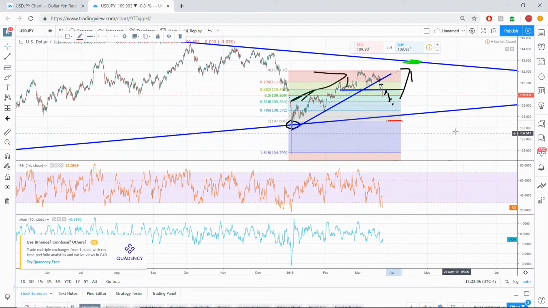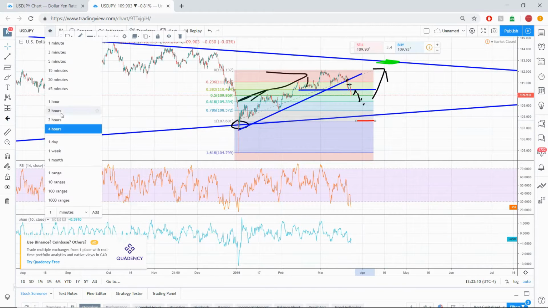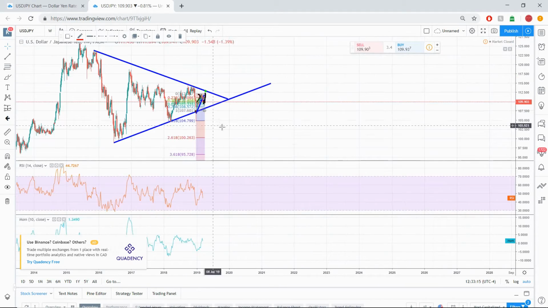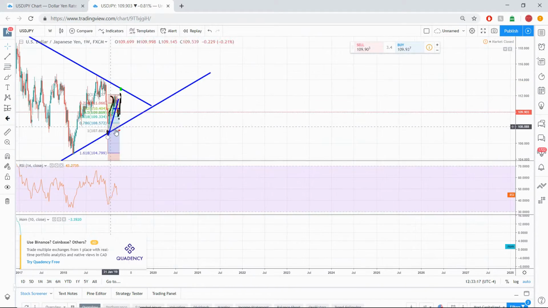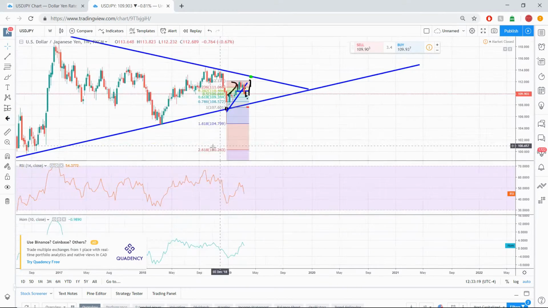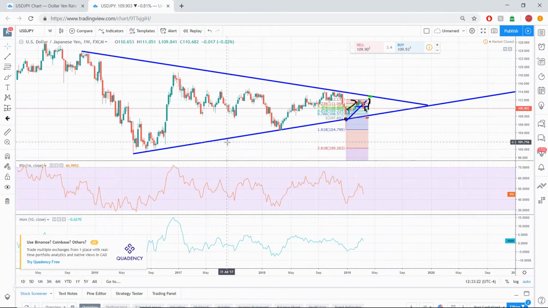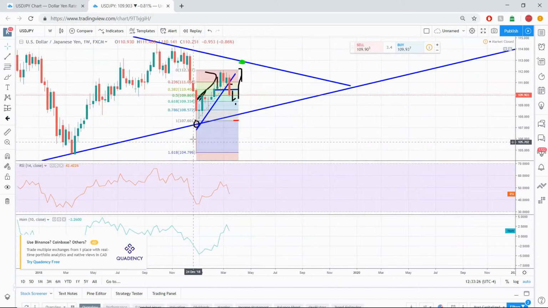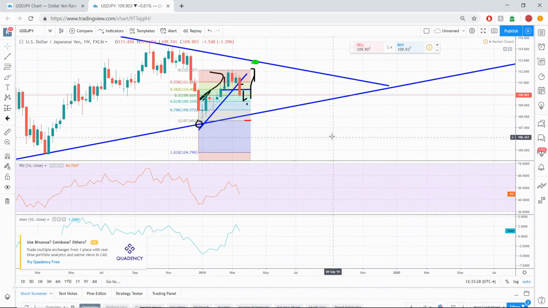So the risk to reward ratio on this trade is probably 1-to-1. But if you're looking at it from the higher time frame perspective of the weekly, I think it's a good trade. But obviously, you never know what price is going to do ultimately. All you can do is make a calculated guess. And from the weekly time frame, this is looking like a buy to me. So that's my analysis for the dollar yen.